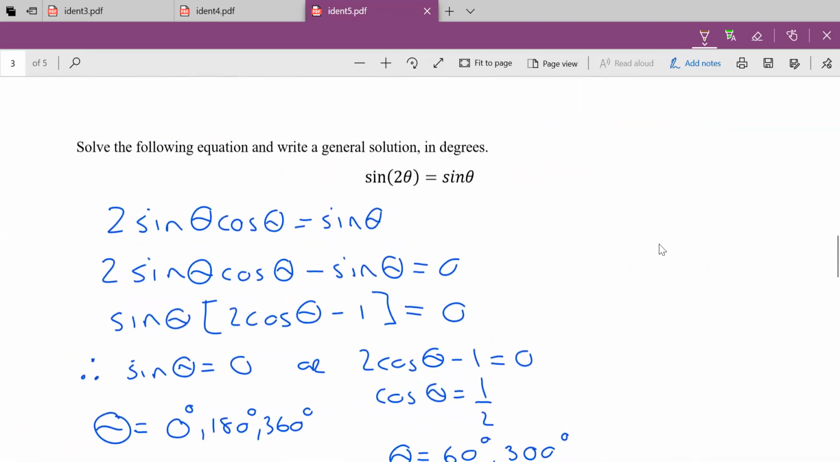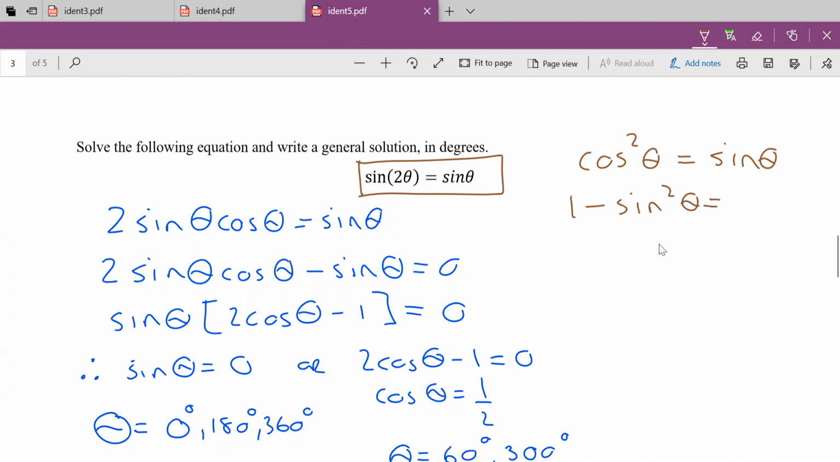Why did I have to use an identity here? Because I recognized I had a double angle and a single angle. I can't solve it. I'm going to have to use an identity whenever I start having to solve things that are in different functions. Here I would look for an identity. If I was given cos squared is equal to sine squared, I would go and look right to my formula sheet and say, wait a minute, cos squared is 1 minus sine squared. And now I'm all in terms of sine. Now I can solve.